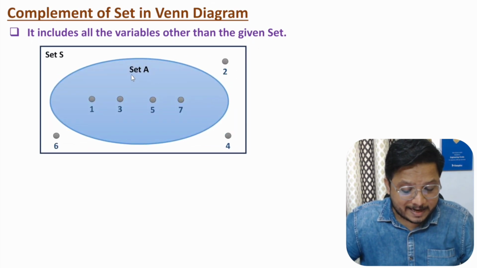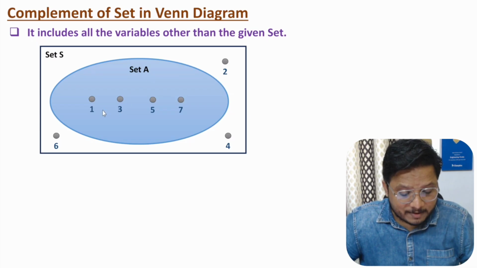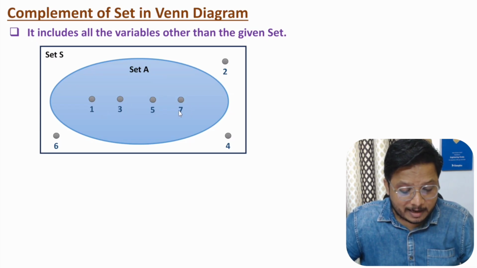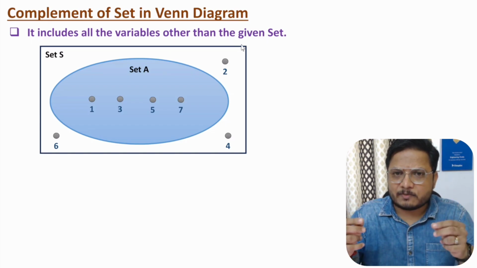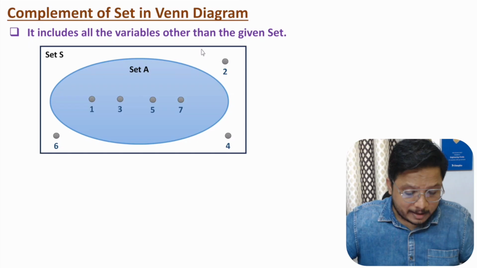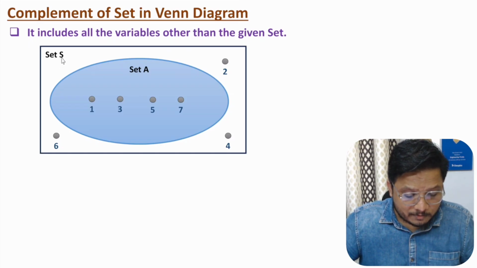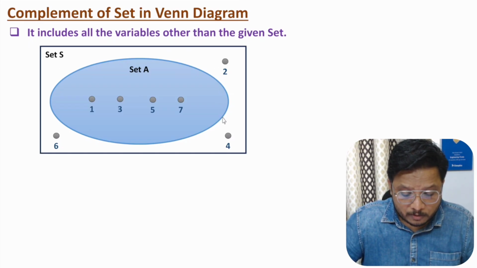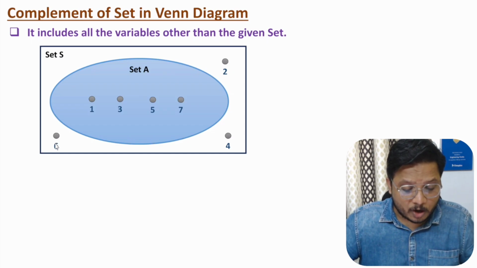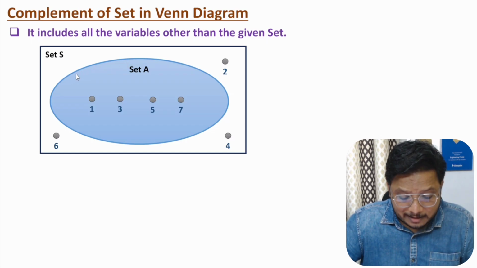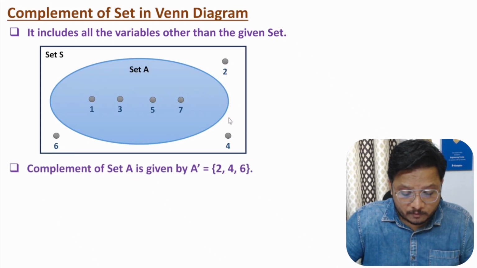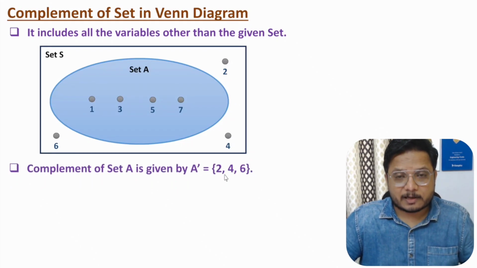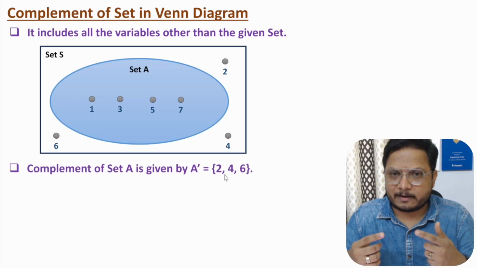You can observe here we have a set A, and this set A is having variables 1, 3, 5, 7. And universal set means here we have all possible sets which are there inside universal set. And inside universal set S, we have few more variables like 2, 4 and 6. Then when you talk about complement of set, that will be covering all the variables other than the given set A. So with complement of set A, we will be having variables 2, 4 and 6, right? So complement means other than the given set, right?